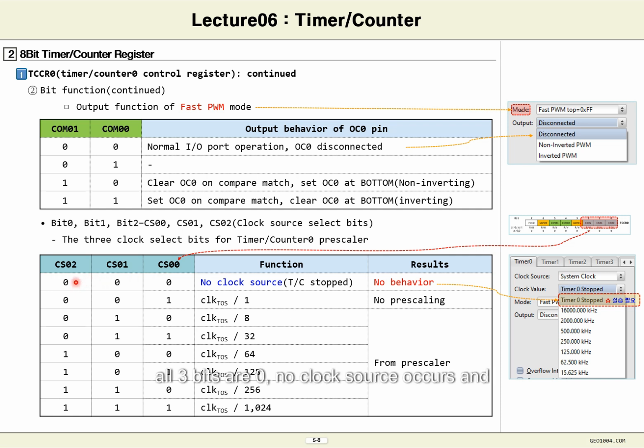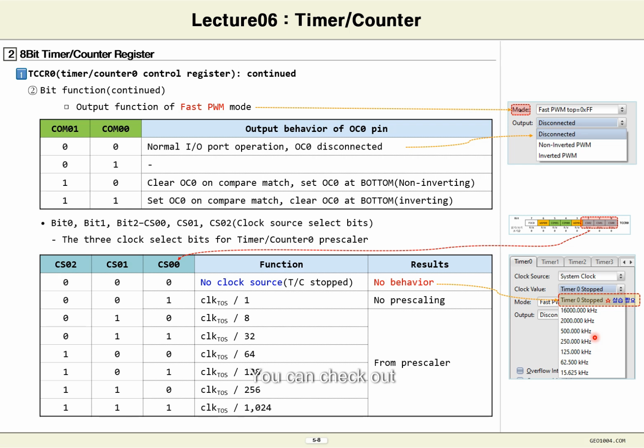When all 3 bits are 0, no clock source occurs and no operation occurs. It doesn't work. Then, when it is 0, 0, 1, pre-scaling does not work and is immediately bypassed and the clock is transmitted to the timer. Dividing from 8 to 1024 is applied to the prescaler. So dividing is applied. As you can see here, starting from the timer counter 0, being stopped. 15.625 kHz corresponds to being divided with 1024.